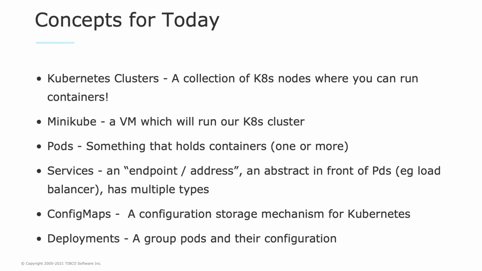A service is an endpoint or an address or a DNS entry, which is basically an abstract component in front of the pod, like a load balancer per se, and allows you to have addresses which stay agnostic to pods. ConfigMaps is basically, in the easiest term, a configuration map. It's a key value pair in Kubernetes. And deployments is basically a group of pods and the configuration and how we want to deploy them.